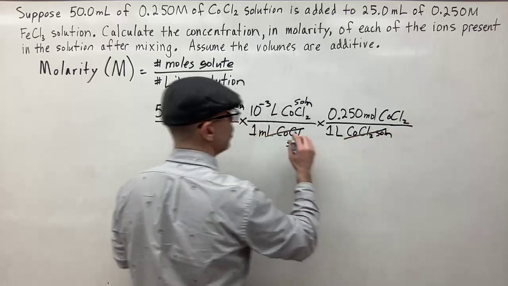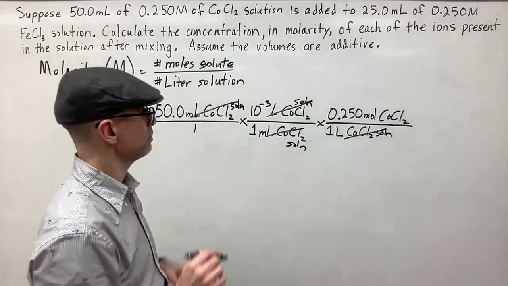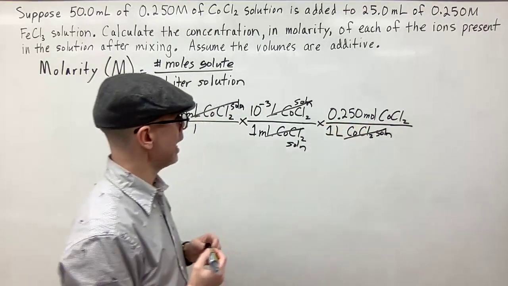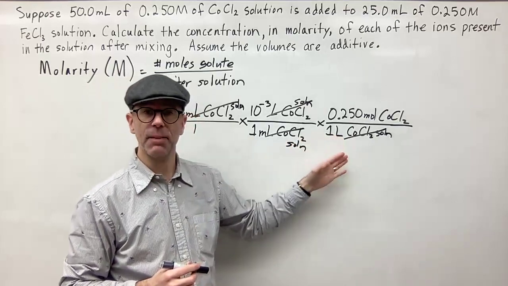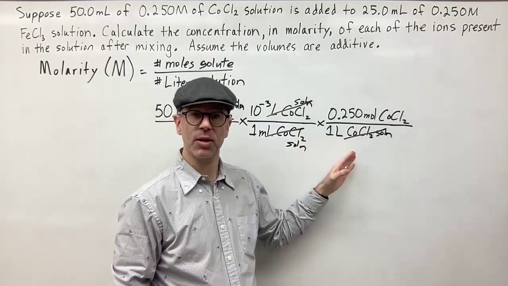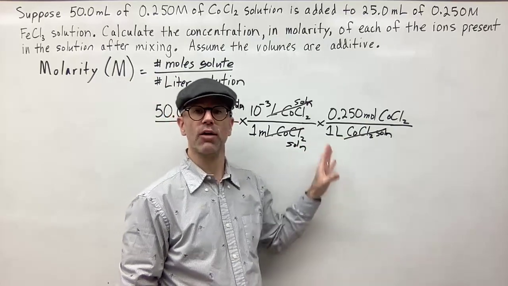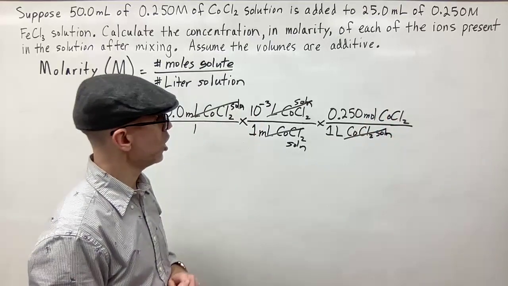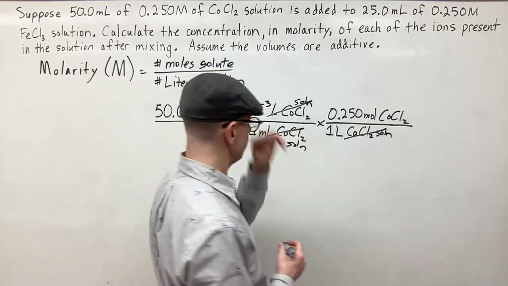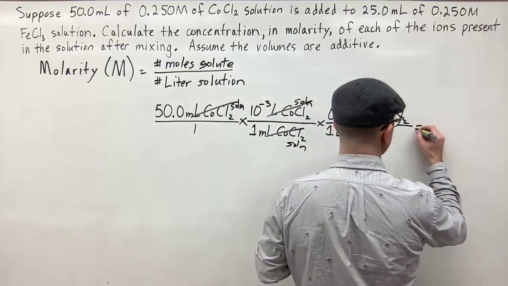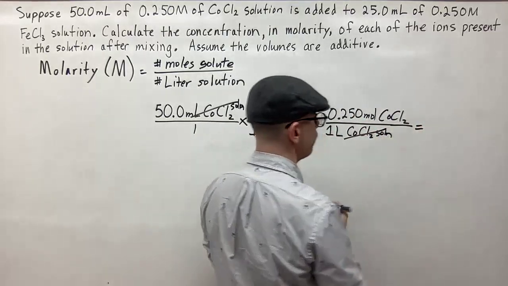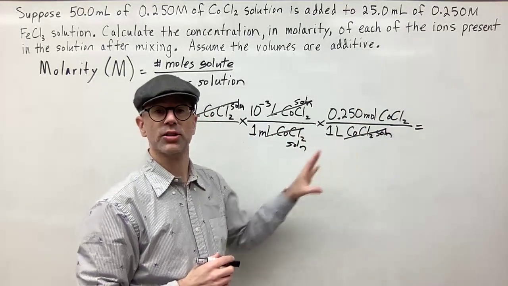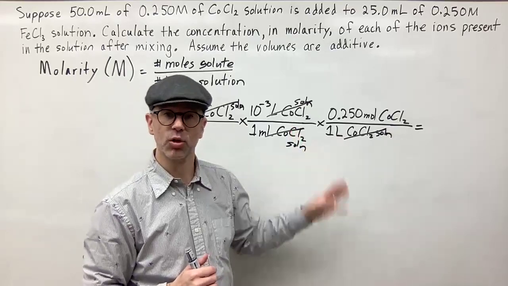So now liters of the cobalt 2 chloride solution cancel out. And now I have moles of the cobalt 2 chloride. Now that I have moles of the compound, I can then convert this number of moles into moles of cobalt and moles of the chloride ion. So I can continue here, but we'll just calculate the number of moles of the cobalt 2 chloride and then use that number of moles to convert to cobalt ions and then to moles of the chloride ions.